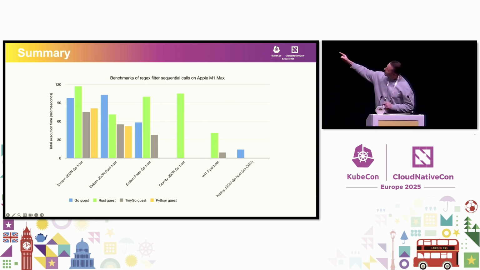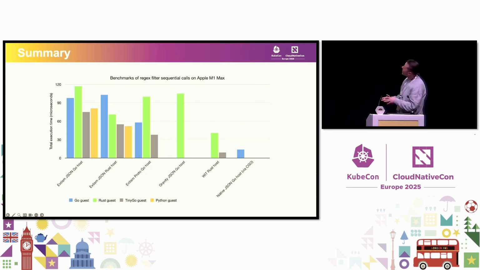Start from the left. This is a Go host using Extism with the JSON method and then running various guest SDKs. You see they're all about in the same ballpark. Then skip the second one for now, go to the third one. This is when using WIT and Proto, so obviously this is faster than with JSON.